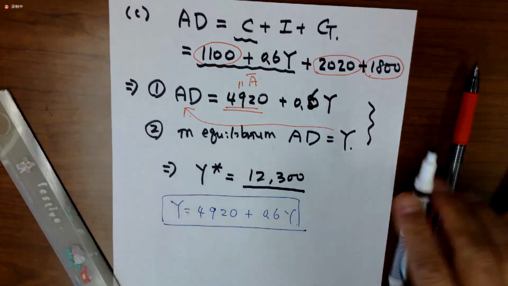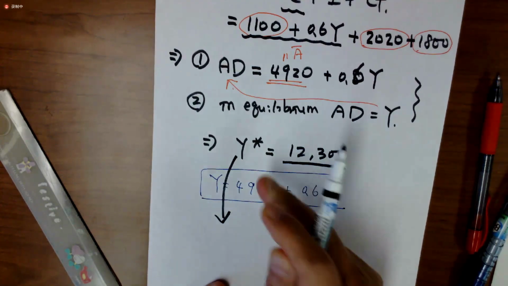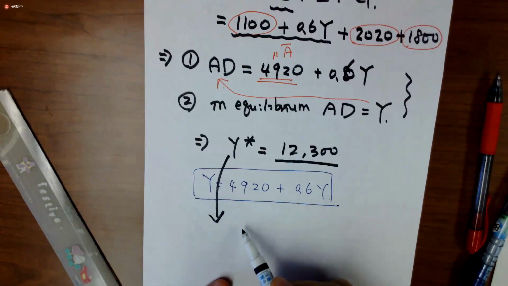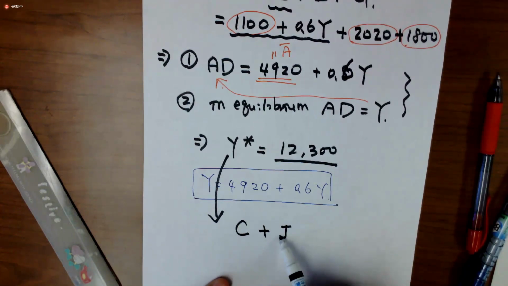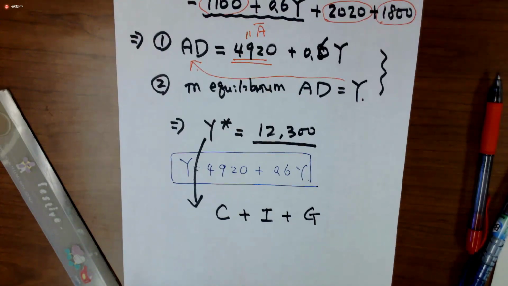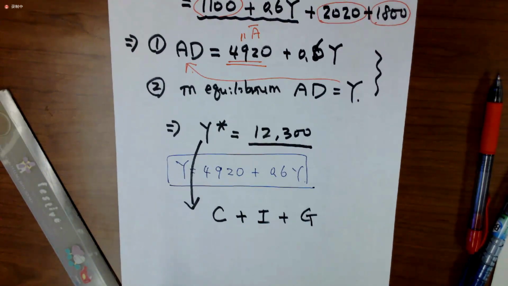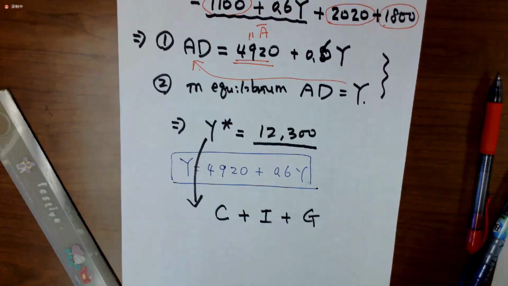How do you do it? In equilibrium, my equilibrium output is going to be equal to C plus I plus G, right? Demand equal to supply. Y equal to C plus I plus G. National income identity. So you look at the table.